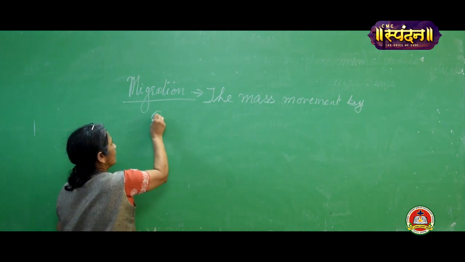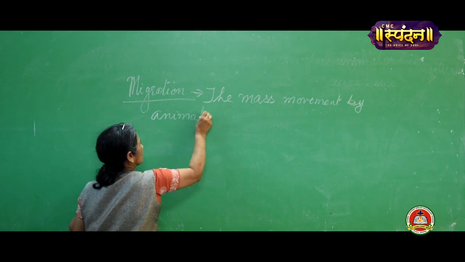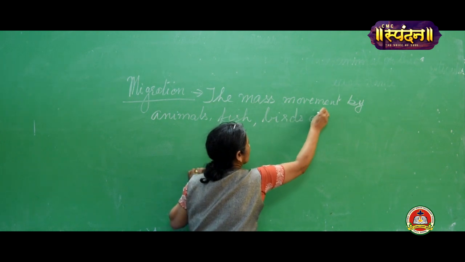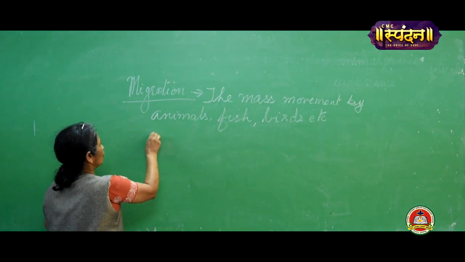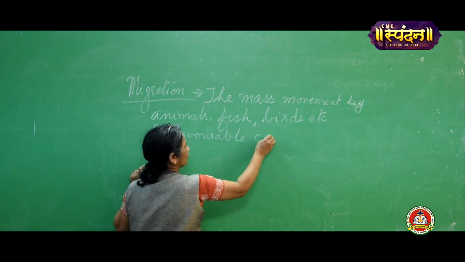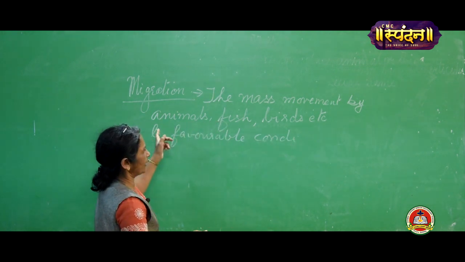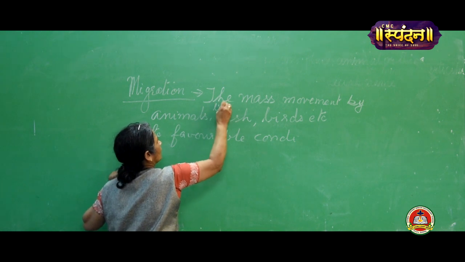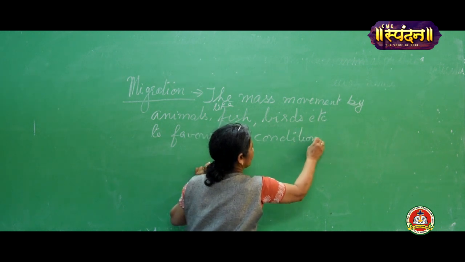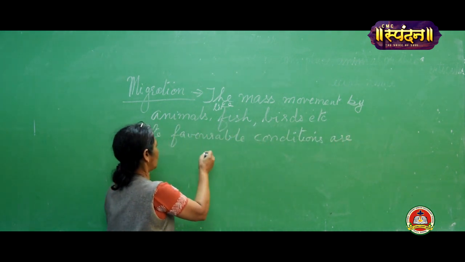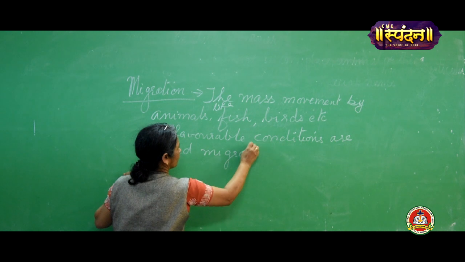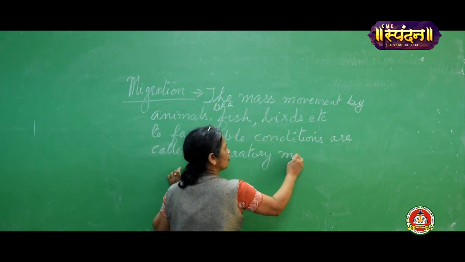The mass movement by animals like fish, birds, etc. to favorable conditions are called migratory movement.